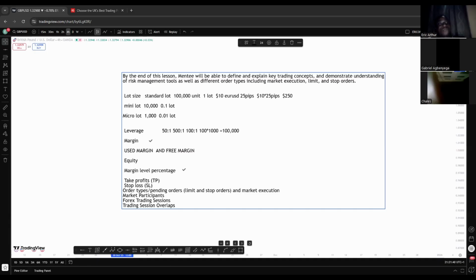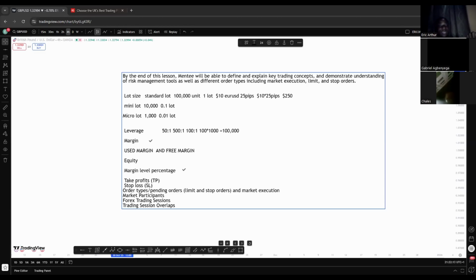That means if you open a trade and the trade is going against you, your margin percentage level will go down. That means for you to enter another trade, they will not allow you. You get it? So basically, the percentage is the equity divided by the used margin, times 100.